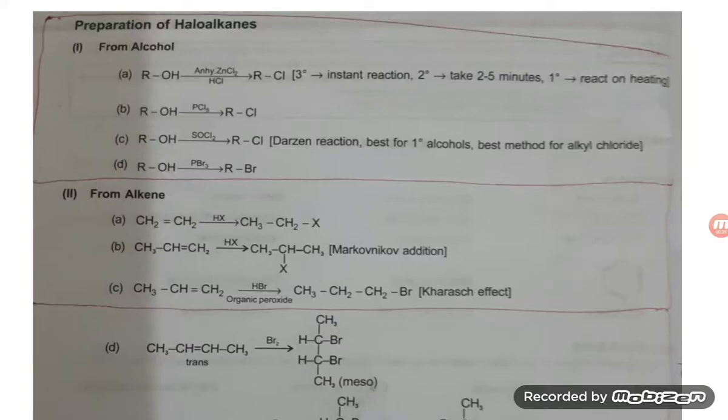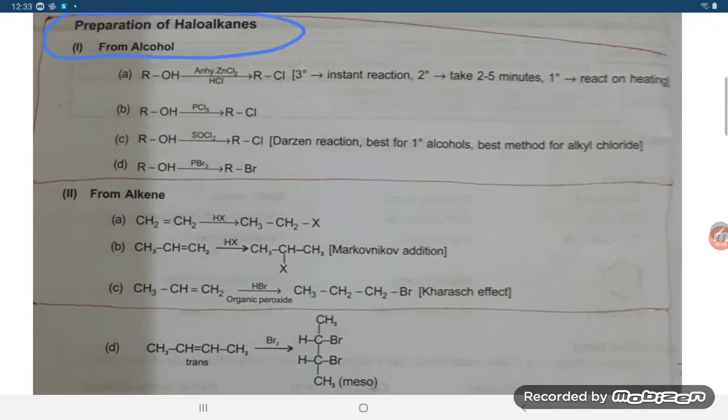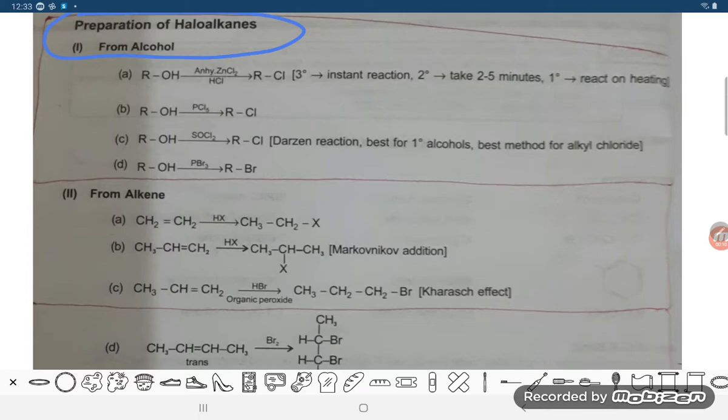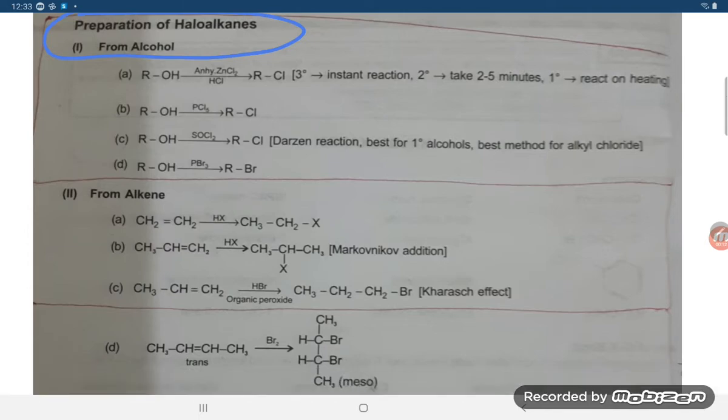Hello students, now let us see the preparation of haloalkanes. Some important methods of preparation of haloalkanes. When you are trying to learn the preparation of haloalkanes, generally they are prepared from alcohols, students. Alcohols are really a good reagent for the preparation of haloalkanes.